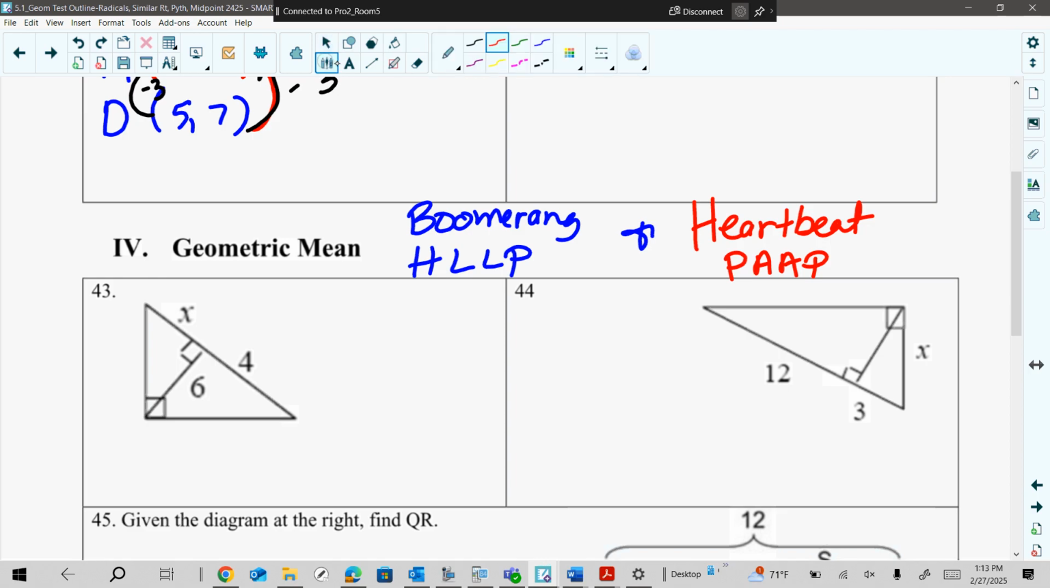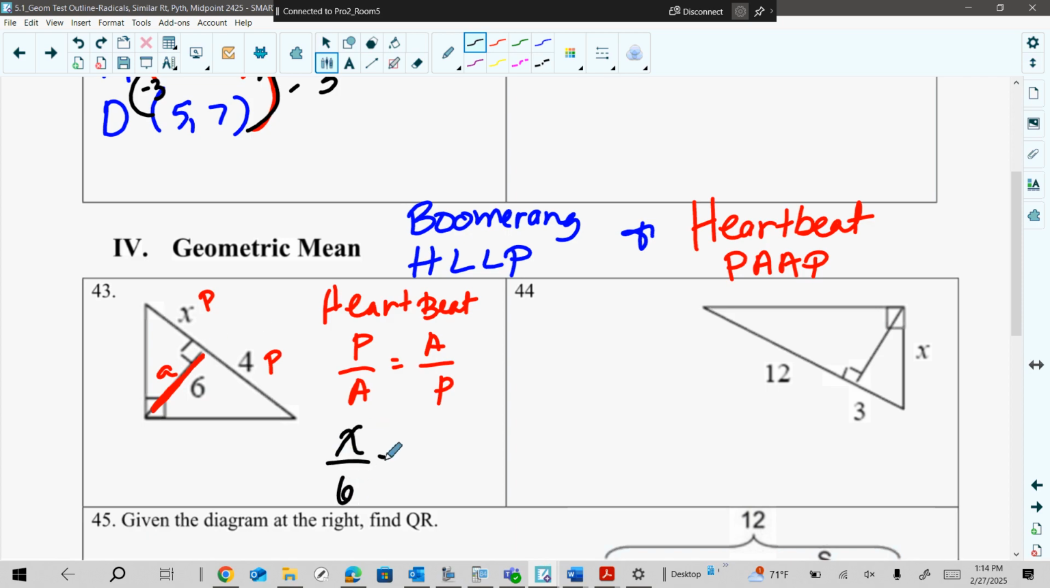So if I'm looking at 43, which method should we use? Yes, because the altitude is given. That's your altitude. There's your part. There's your part. This is heartbeat. So part over altitude equals altitude over part. When I substitute the values, this would be x over 6 equals 6 over 4. This should be a whole number answer.